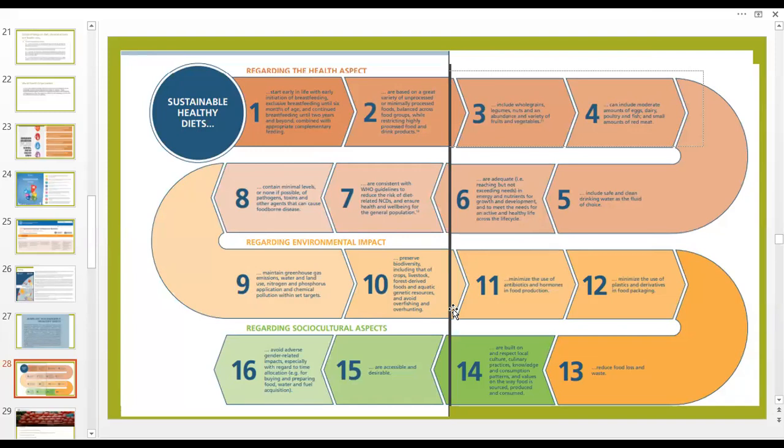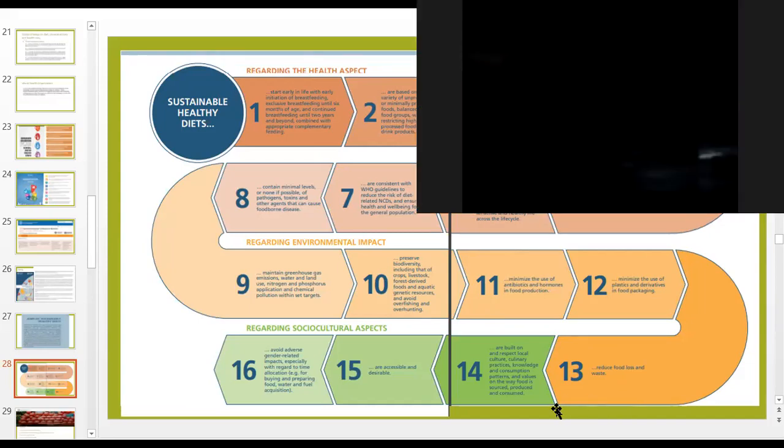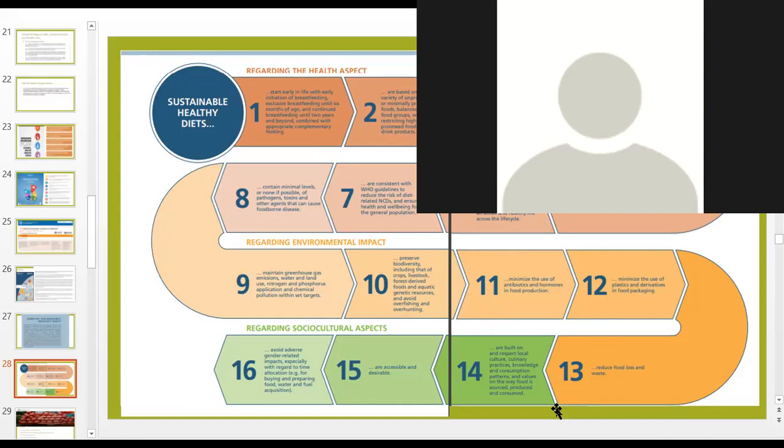Nowadays, hormones are being used for food production, so they should be minimized. Also minimize the use of plastic and its derivatives in food packaging to reduce food loss and waste, and build on and respect local culture, knowledge, and consumption patterns and values in the way food is sourced, produced, and consumed. The food should be accessible and desirable, and should avoid adverse gender-related impacts, especially with regard to time allocation.